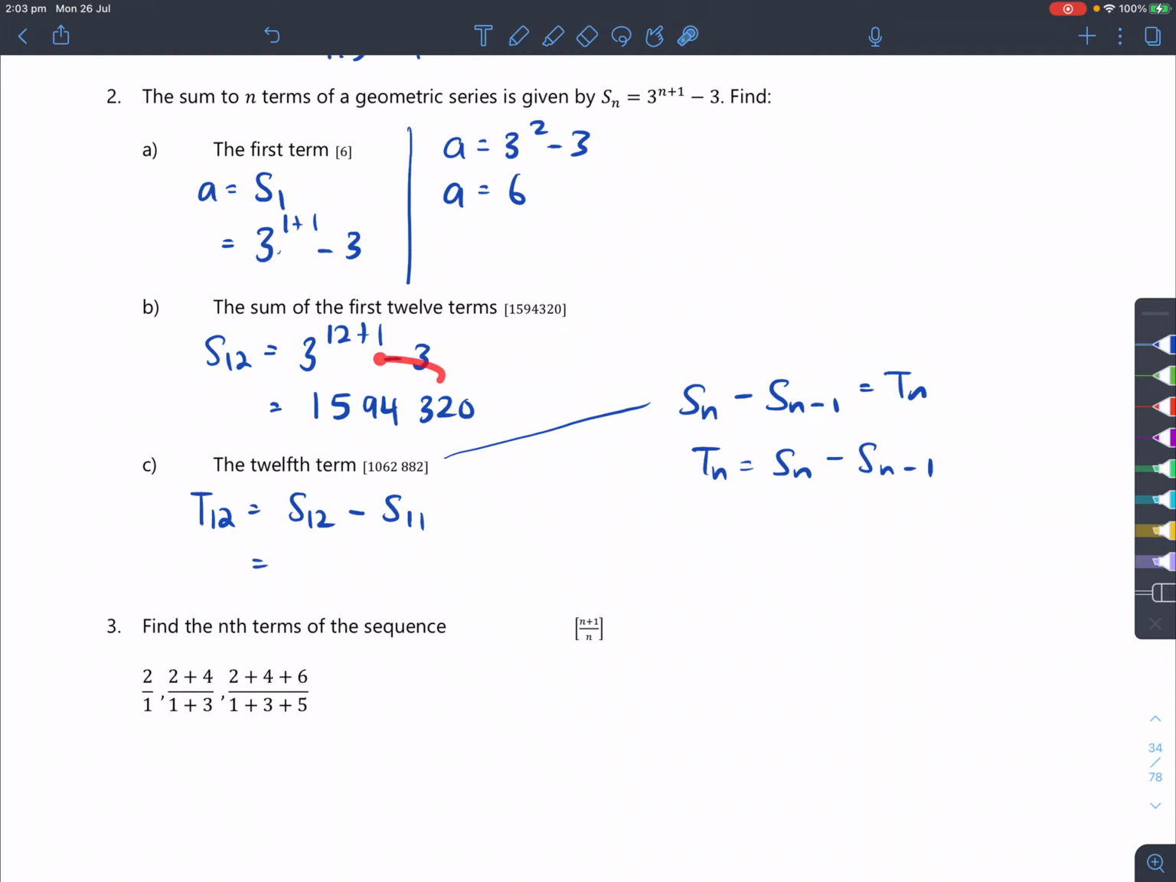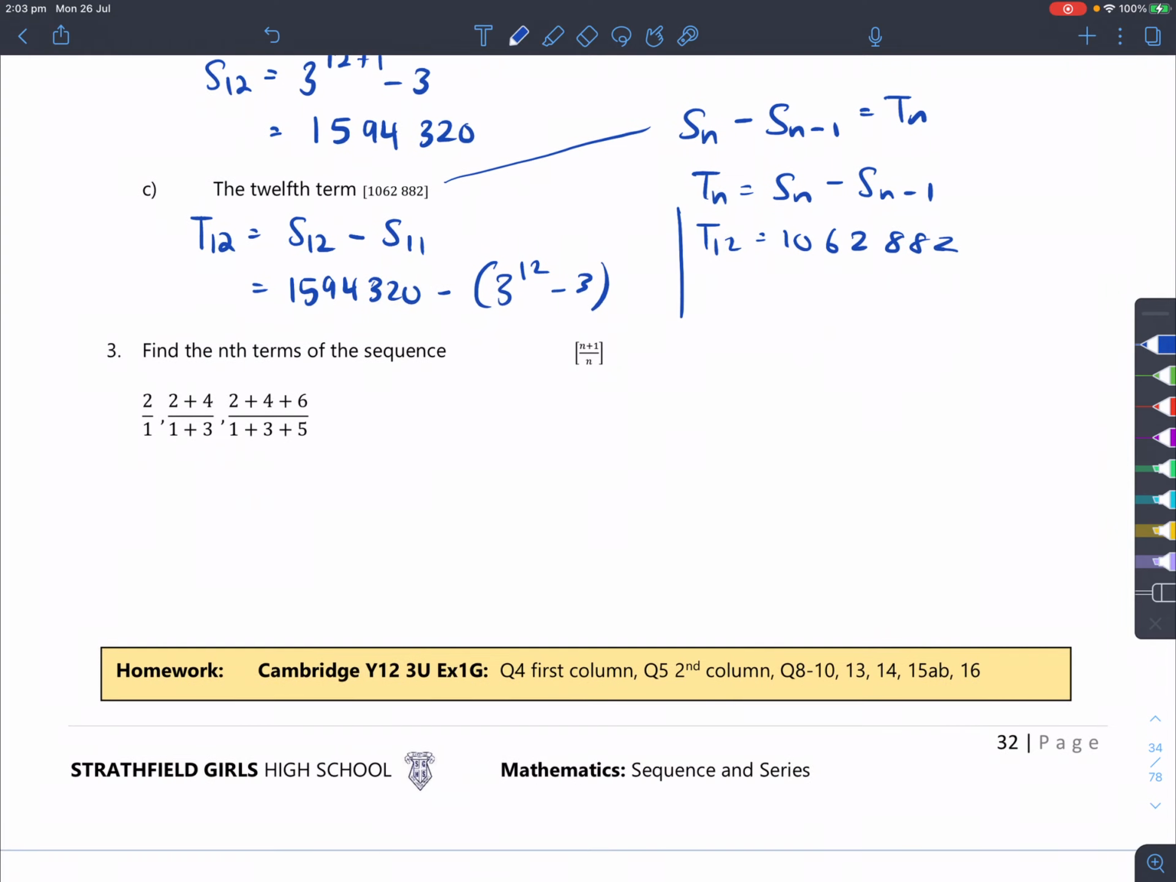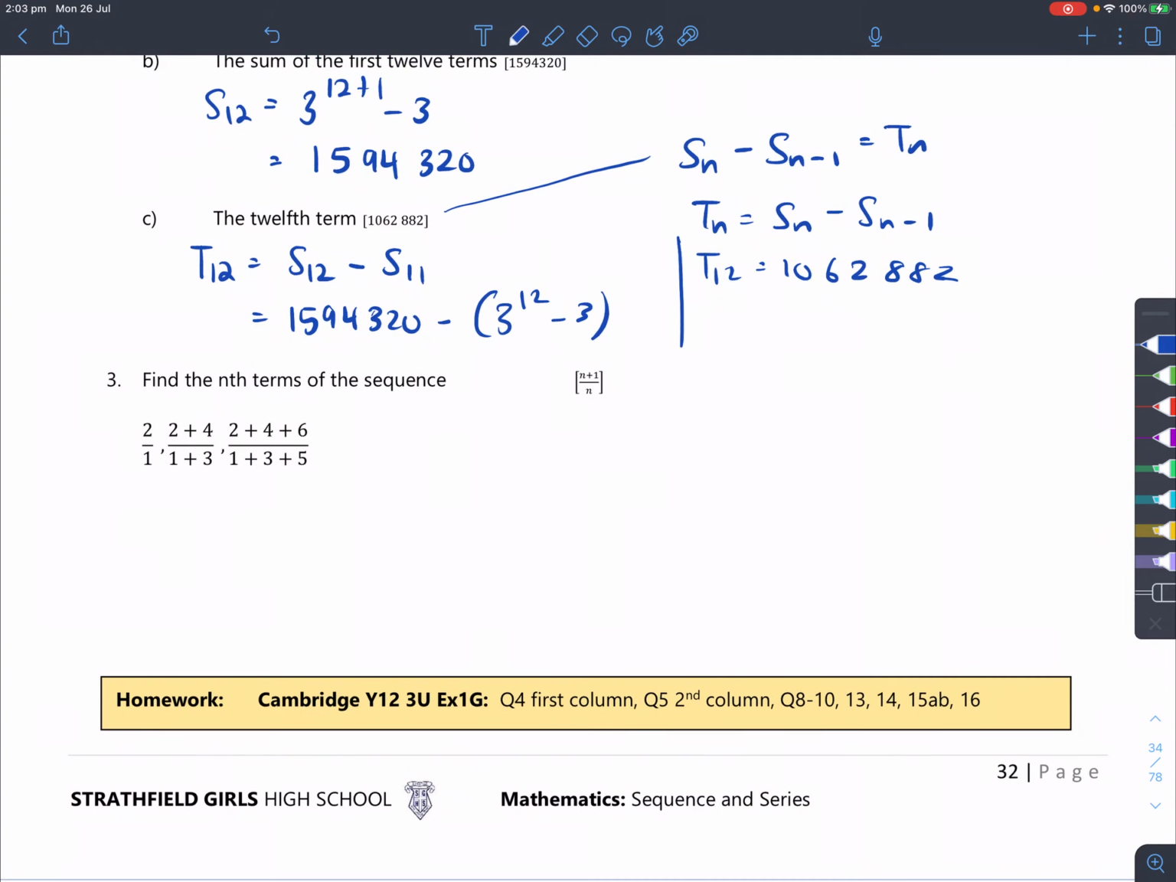The sum of 12 terms is already found in the previous question, so I'm just going to substitute that in, whereas I'm going to substitute in 11 into this, which means we get 3 to the power of 12 minus 3. And by doing this, our answer for the 12th term should give us 1,062,882.